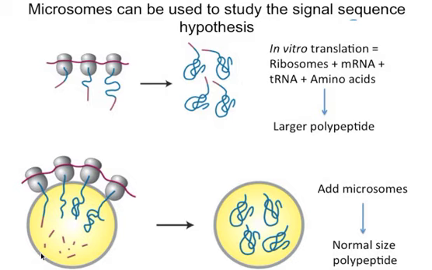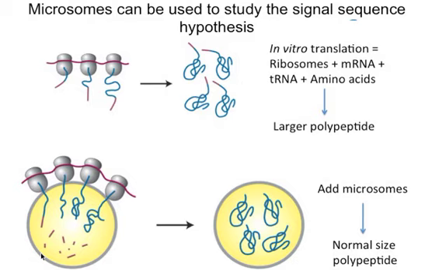So what accounts for the difference in the polypeptide length? Why is it smaller when you have microsomes and larger when you don't have microsomes? What are the microsomes doing? So we talked a little bit, yeah? They're cleaving the signal sequence. They're cleaving the signal sequence, right.